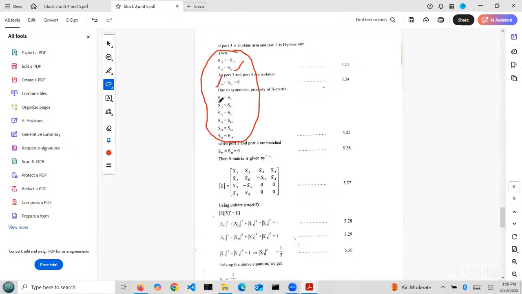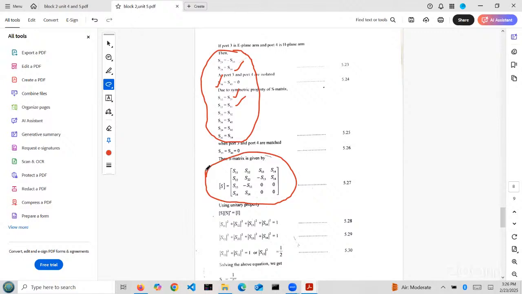Next one is, in place of S12, I can also substitute S21. In place of S13, S31. In place of S23, S32, and so on, we are taking a few conditions. I substituted all these conditions in the original matrix. After substituting all these in the original matrix, I got equation number 5.27.